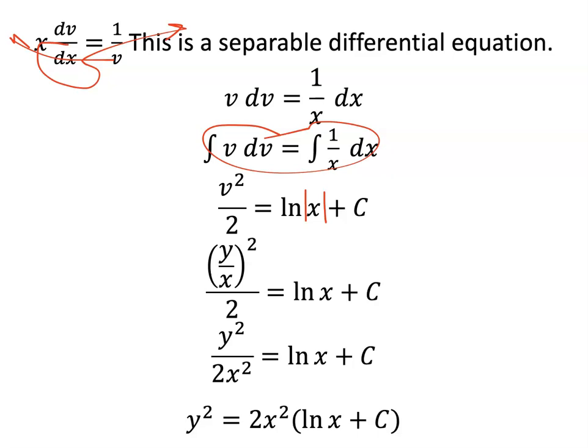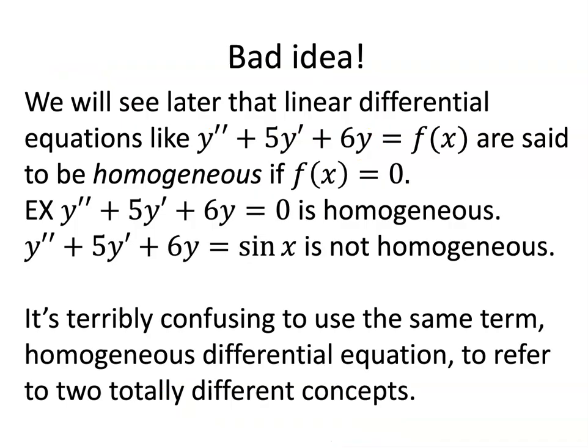So when we replace v with y over x, we get (y over x) squared over 2 equals natural log x plus c. In other words, y squared over 2x squared equals natural log x plus c. Let's multiply both sides by 2x squared, and we get y squared equals 2x squared times (natural log x plus c). And again, some books or homework software may require you to put the absolute value around the x.